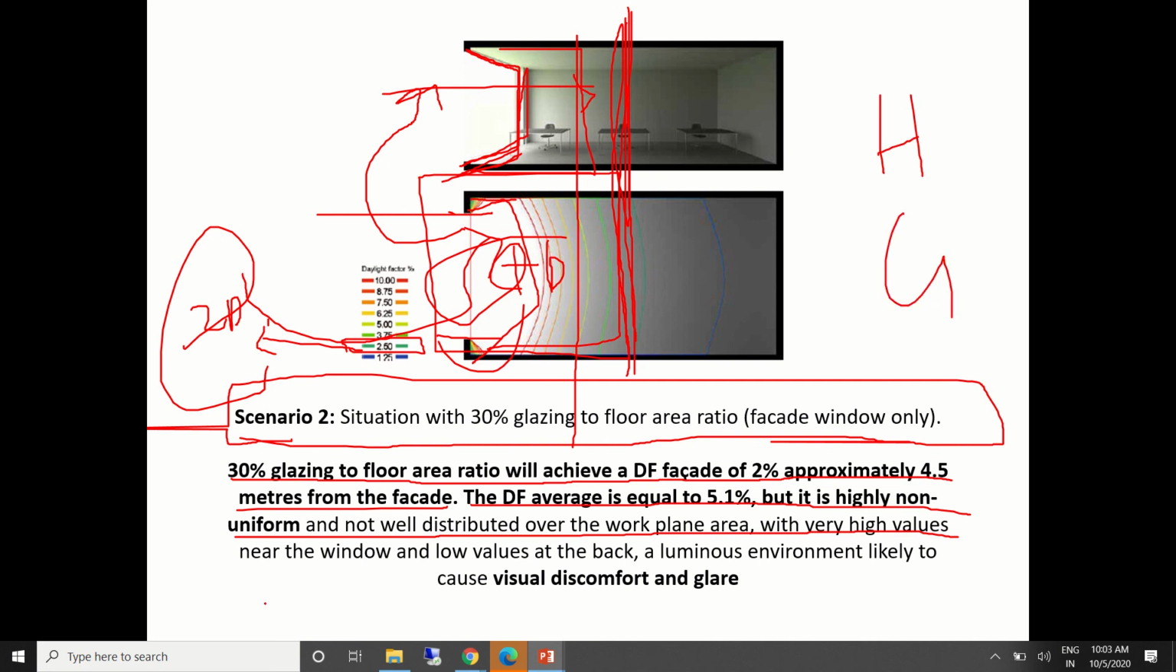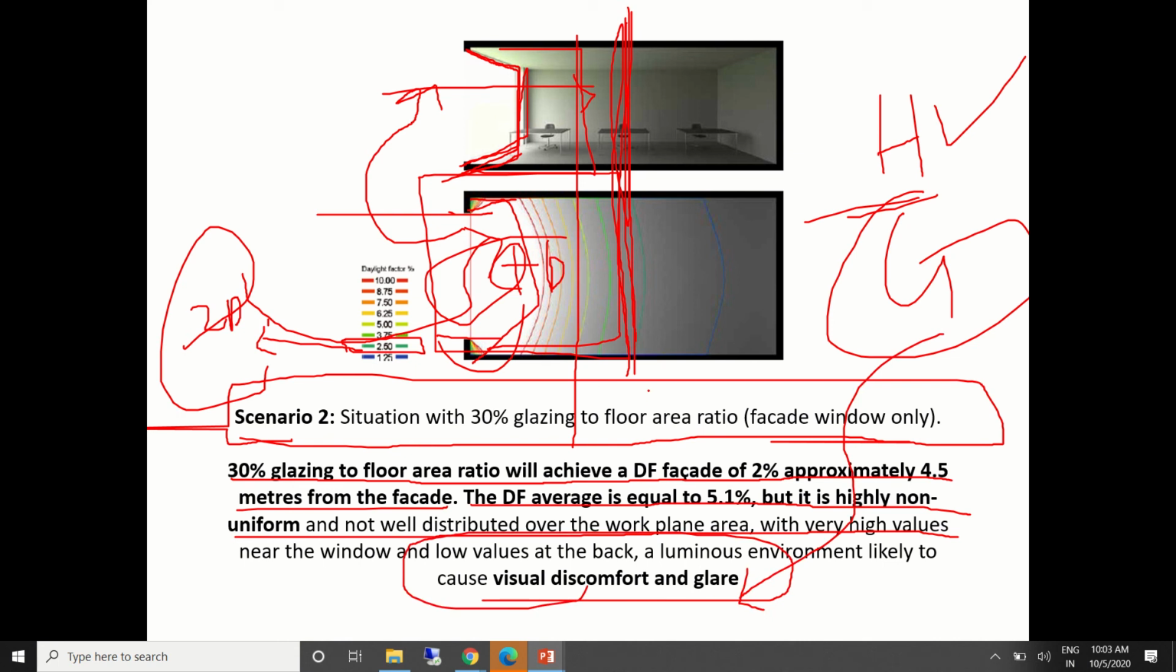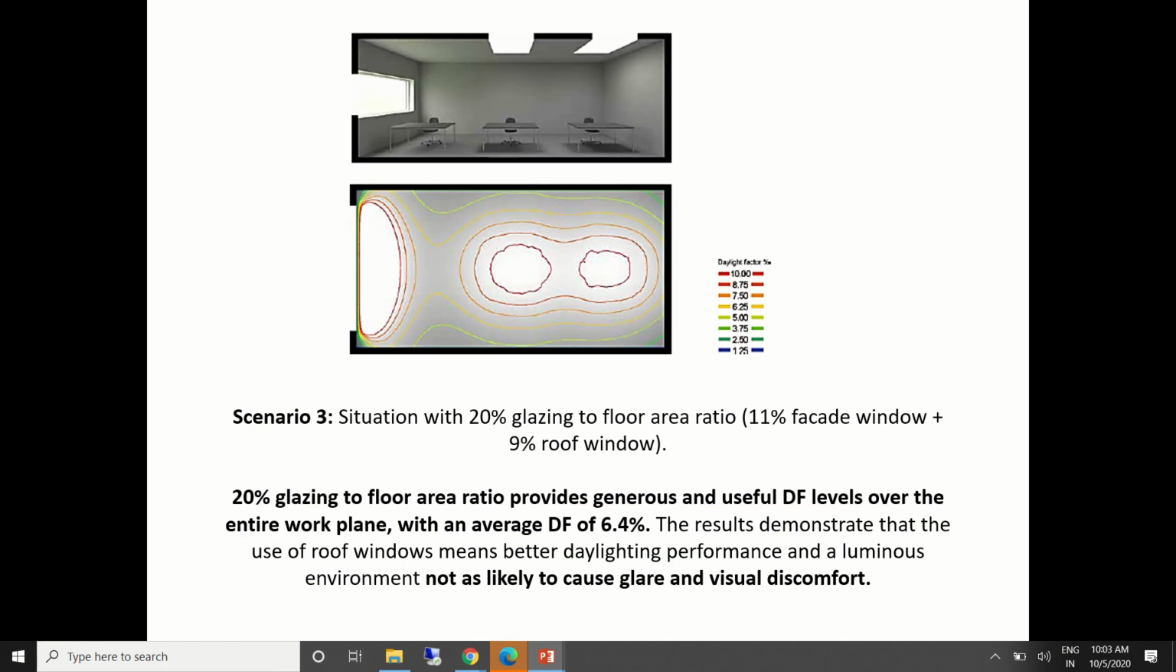Okay, so both have to be addressed. We will not talk about heat now. From a daylight perspective, we will have the issue of glare, and that will cause discomfort to us in working conditions.